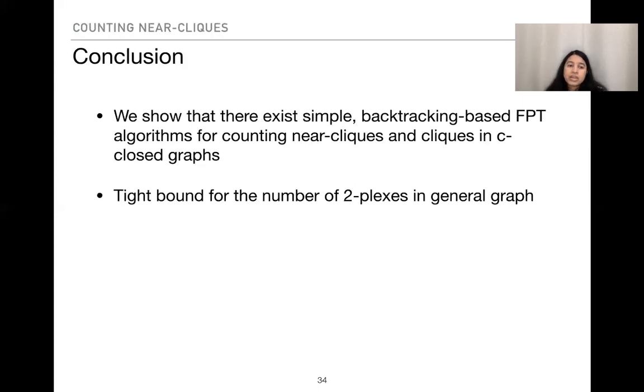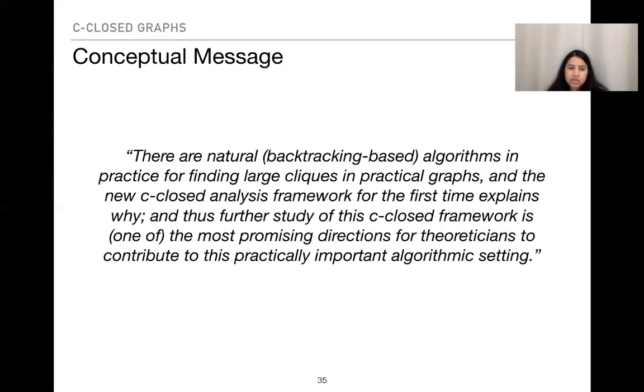Okay, so in the end, we show that there exist simple backtracking-based FPT algorithms for counting near-cliques and cliques in C-close graphs. We give a tight bound for the number of two-plexes in general graphs. But the most important message from this work, as was put by one of our reviewers, is that there are natural backtracking-based algorithms in practice for finding large cliques in practical graphs. And the new C-closed analysis framework for the first time explains why.